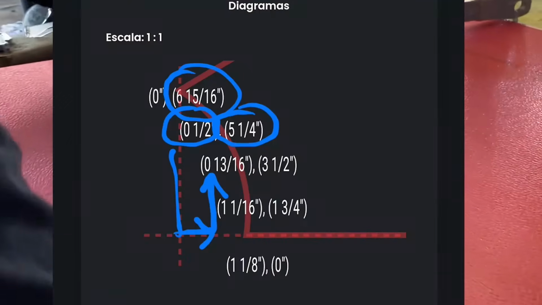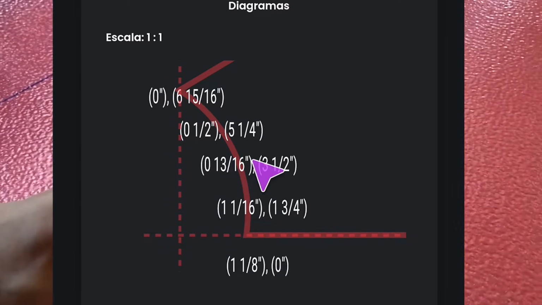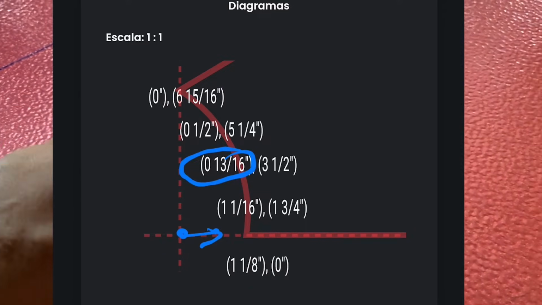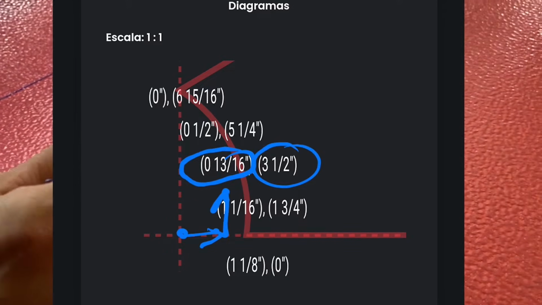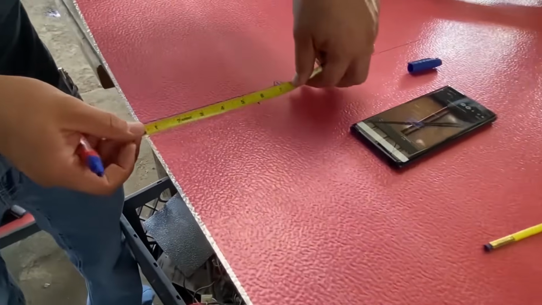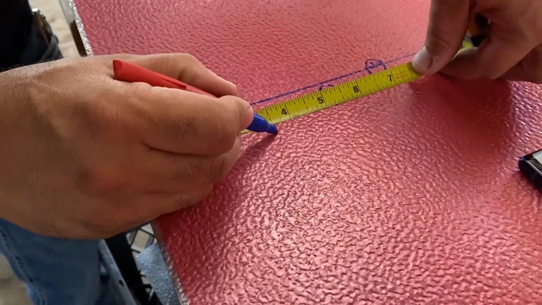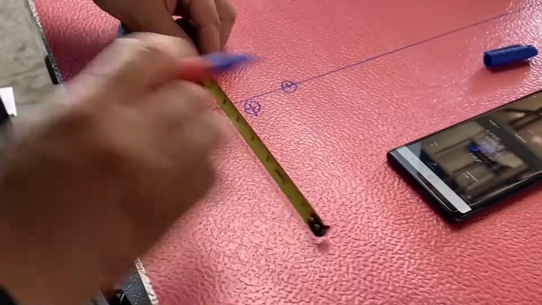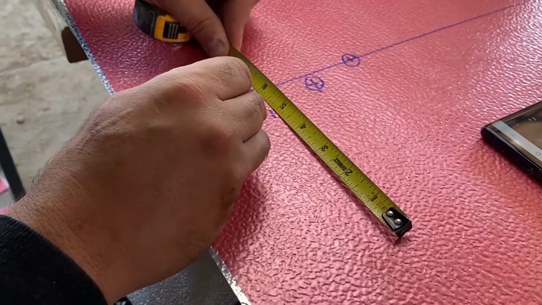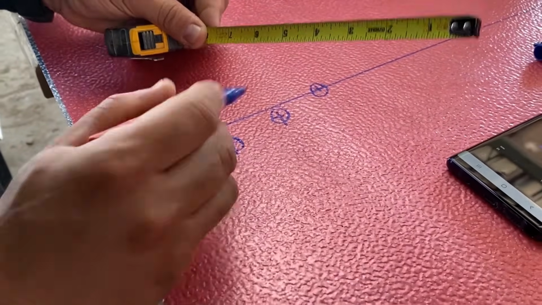The other point is 13/16 from here to here, and 3 1/2 from here upwards. Okay, I'll start with the 3 1/2, 3 1/2 here, and 13/16 from here to here. And this is our next point.